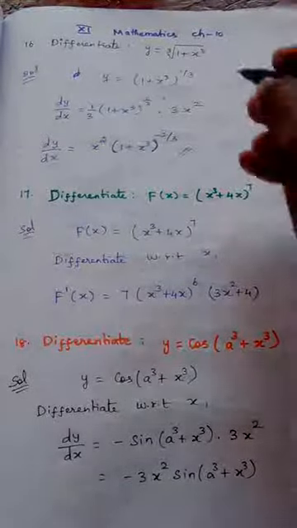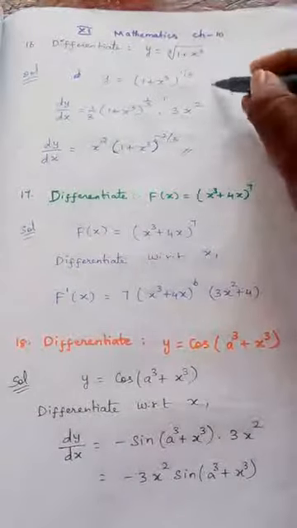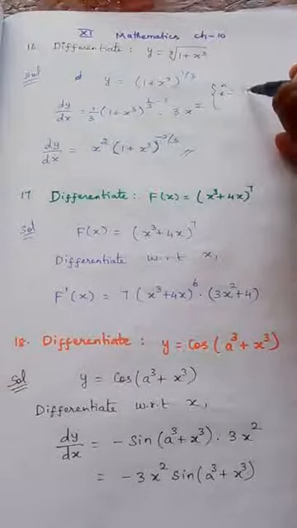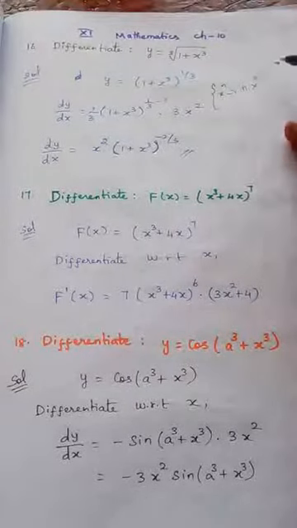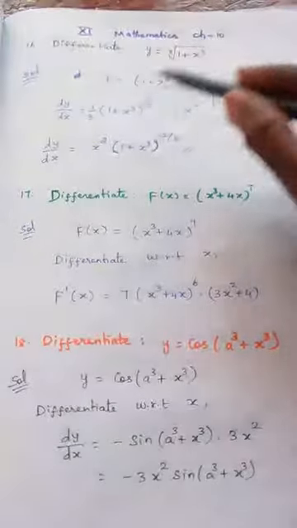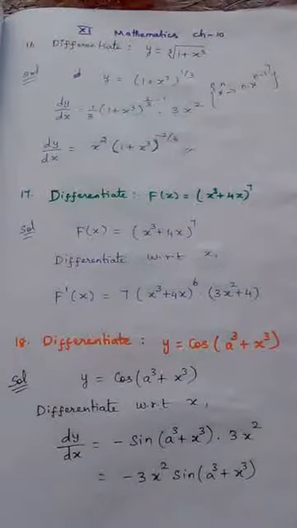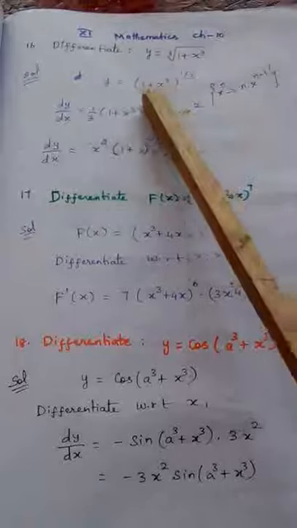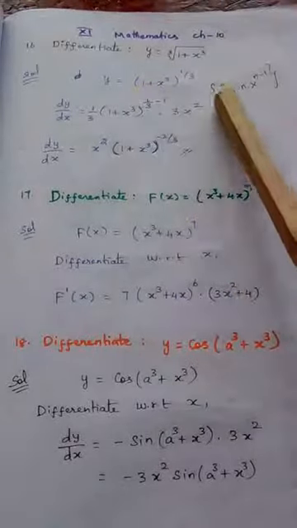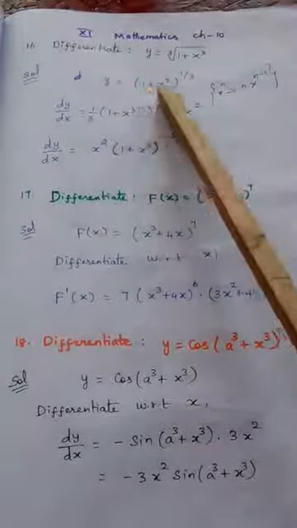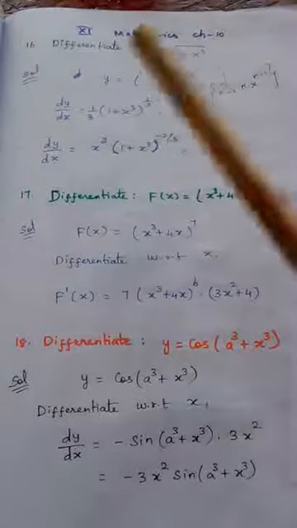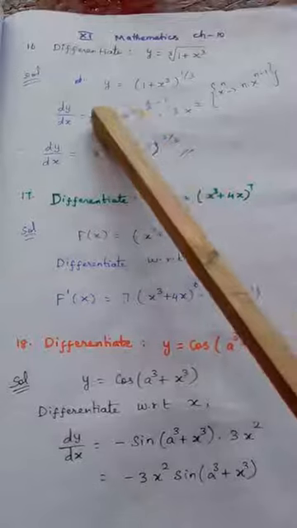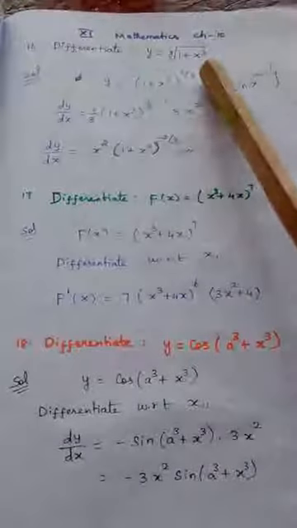Suppose I just want to write the formula in the left column. We are using the formula as x power n. The formula is n into x to the power of n minus 1. This is the formula that we are applying. But in place of x, we are having 1 plus x cube. In place of x, we are having 1 plus x cube. In that case, what we have to do, we should differentiate this once again.